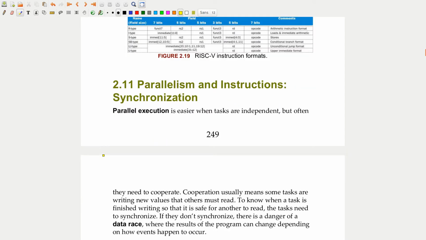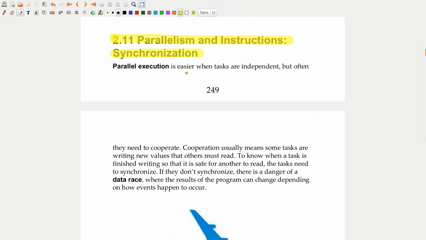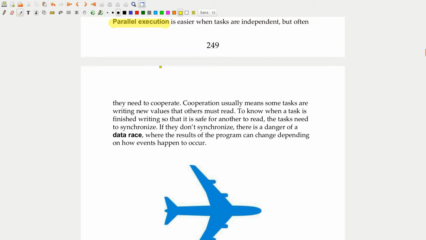I think this is one of the last two sections, so I think we're almost done with chapter 2. Parallelism and instruction synchronization. Parallel execution is easier when tasks are independent, but a lot of times they need to cooperate.